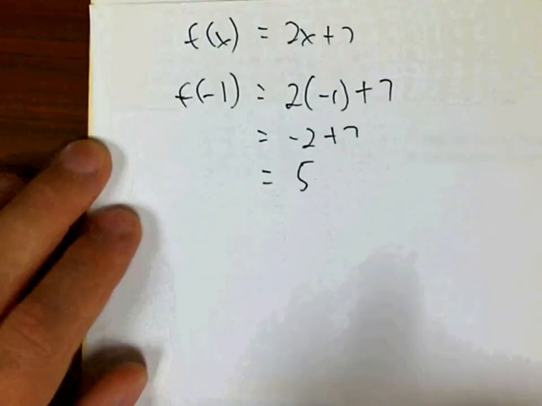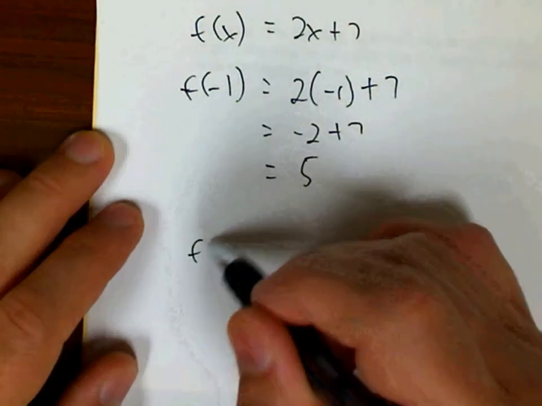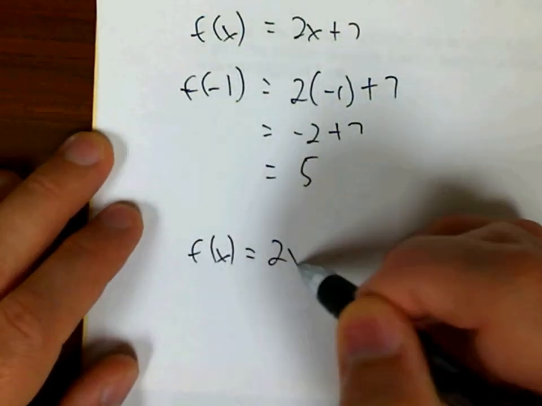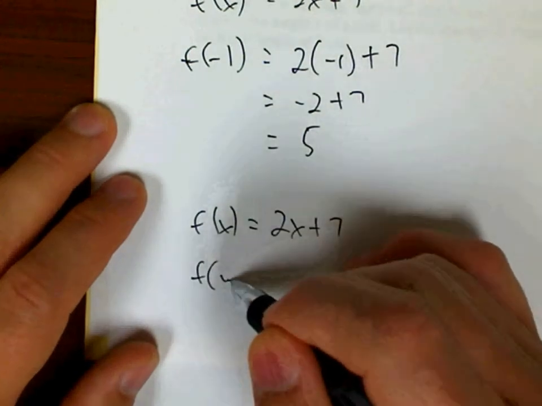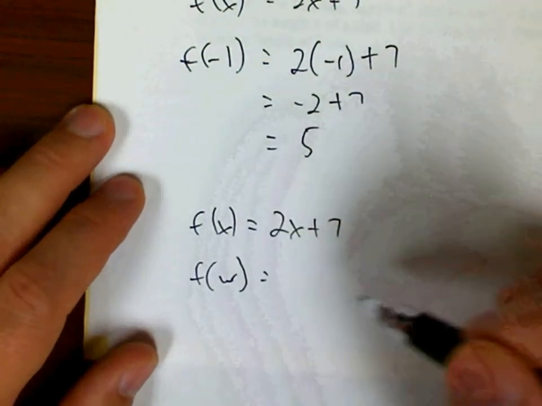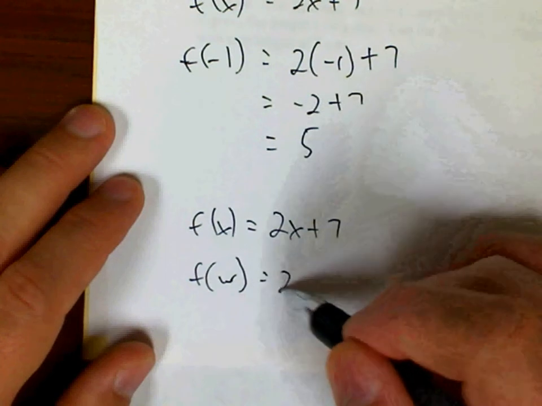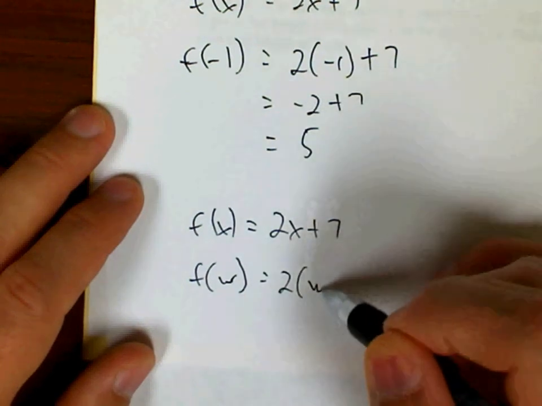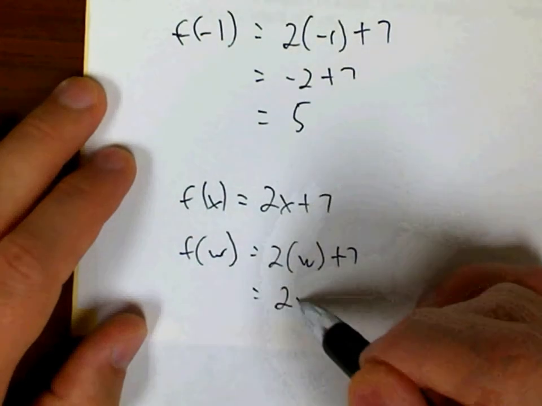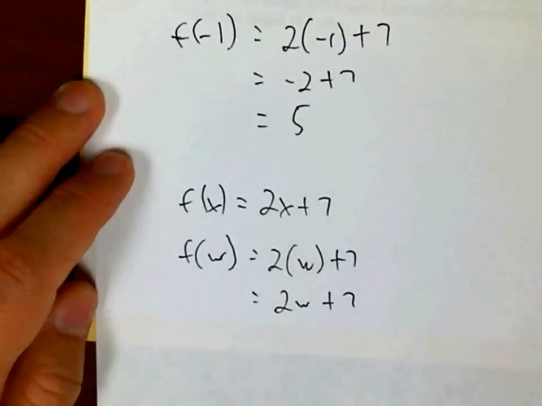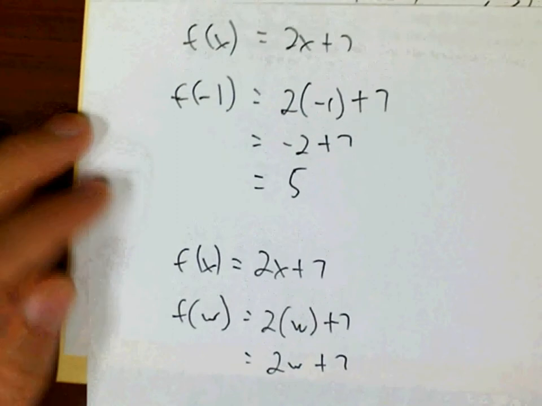Next example, same function. I'm going to write that function down so you can see it as I slide the paper down. You were asked to find f of w. Doesn't matter what it is. Everywhere you see an x, you're going to put a w. And 2 times w is just 2w. And so yes, you can get algebraic expressions as your answer. That's not a big deal.